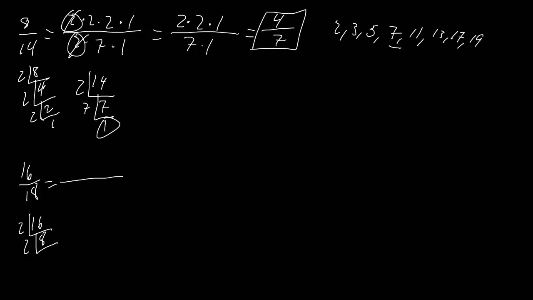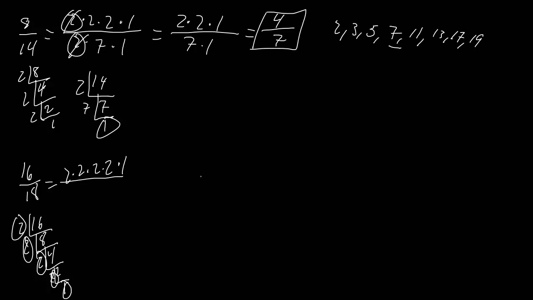So 2 will go into 8 4 times. 2 will go into 4 2 times. And 2 will go into 2 one time. I'm running out of room here. So all we do is multiply these on the numerator bar. So 2 times 2 times 2 times, how many were there? 4? 2 times 1. 2 times 2 times 2 times 2 times 1. And let's do 18.